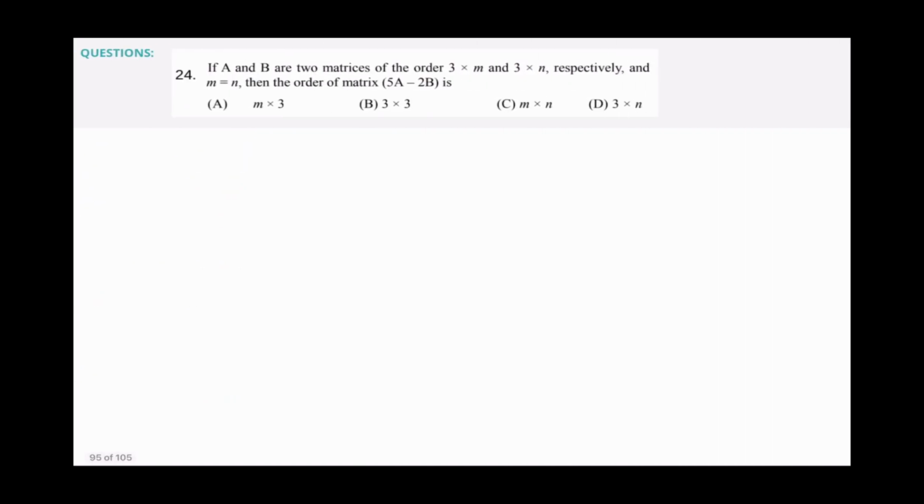Let's see the next question. So what is given? A and B are two matrices. A is of the order 3 cross m and B is of the order 3 cross n. So, and m is equal to n. M is equal to n. So in order for 5A minus 2B.